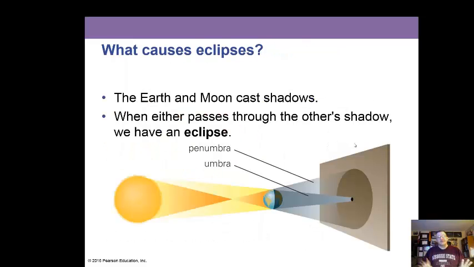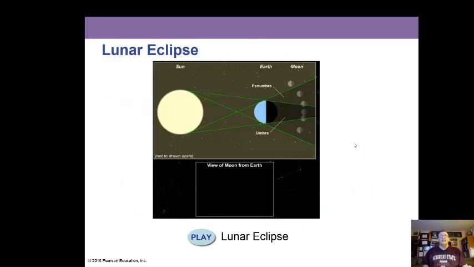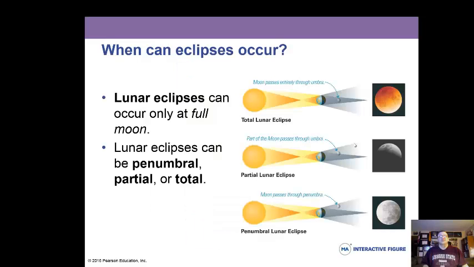Okay, something different now. What causes the eclipses? The Earth and the moon do cast shadows. When either passes through the other's shadow, we have an eclipse. So a lunar eclipse is when the moon goes through Earth's shadow. And this can happen all night long for a large portion of the Earth. Lunar eclipses can only occur at full moon.